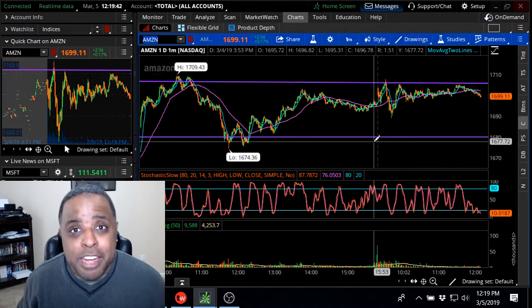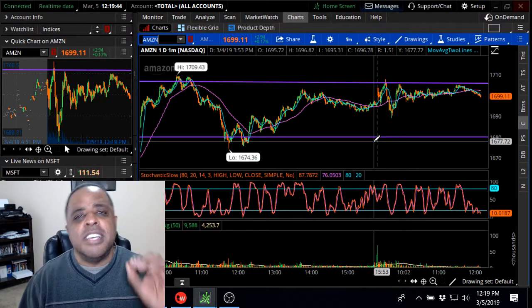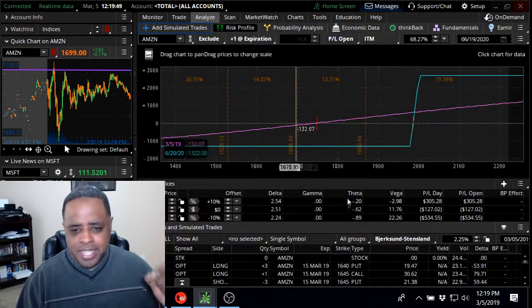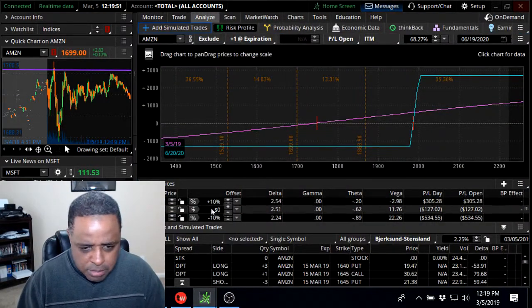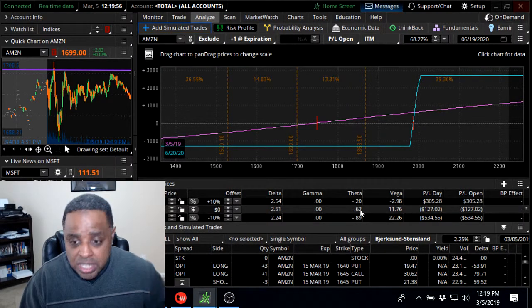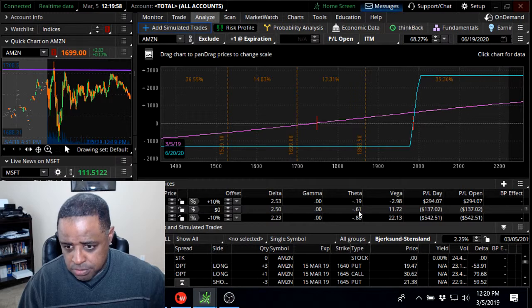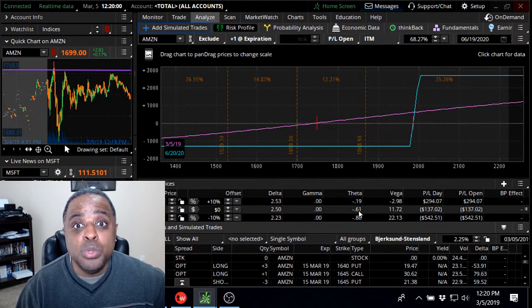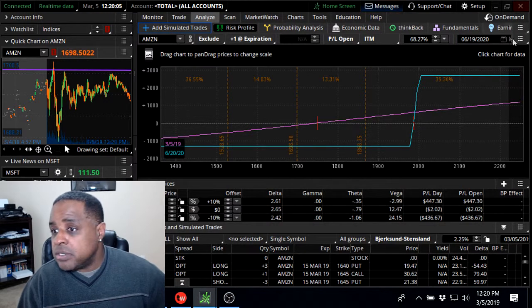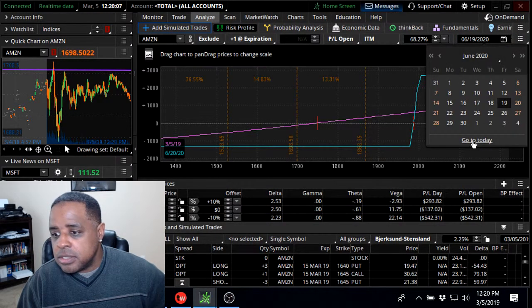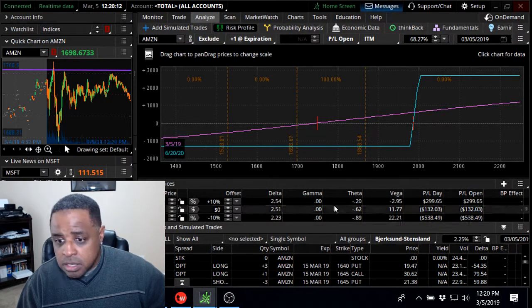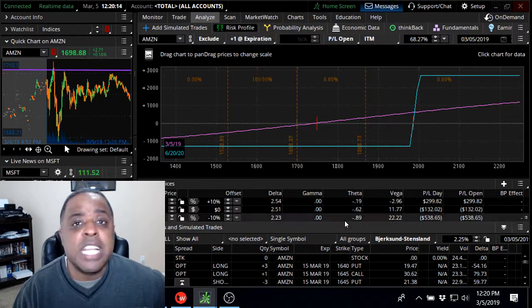Most option buyers lose money because there's a thing called theta, which is time decay, and the time decay takes away all. Here's my trade right here. This is saying I'm going to lose about 62 cents a day from here. Yep, 62 cents every day as of right now. Do I have the right date? No, I don't. Let's go to today. Yeah, that's it. 62 cents. I think that's right, okay?